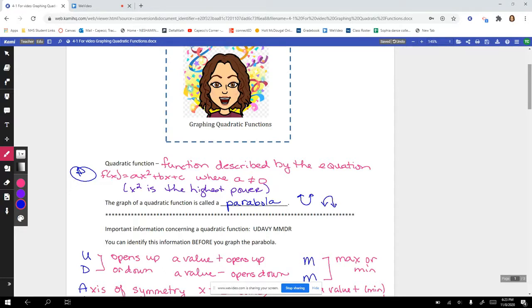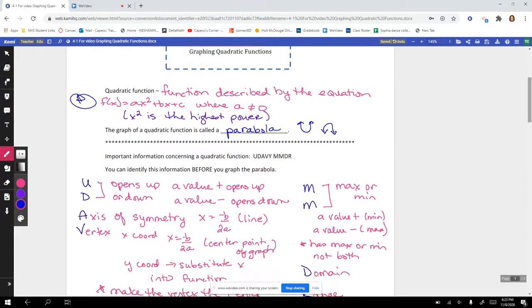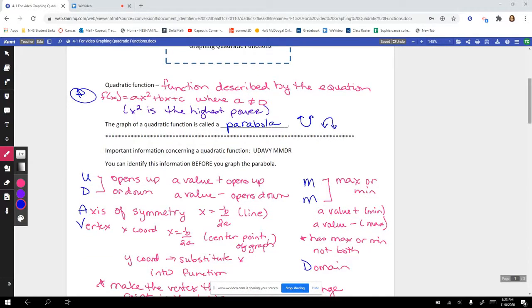Now, it's very important to understand all the different aspects of a quadratic function. So I like to break this down with a little phrase to help you, UDAVI, MMDR. This is the important information that you're going to pull out from the quadratic function you're given. It's best to identify this before you graph the parabola. So UD stands for whether the parabola opens up or opens down.